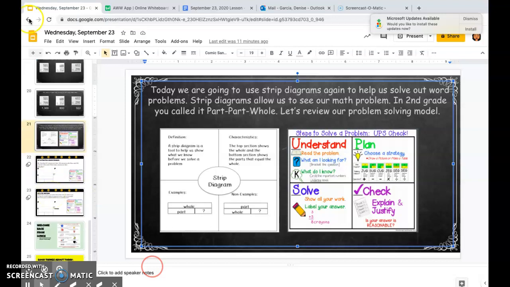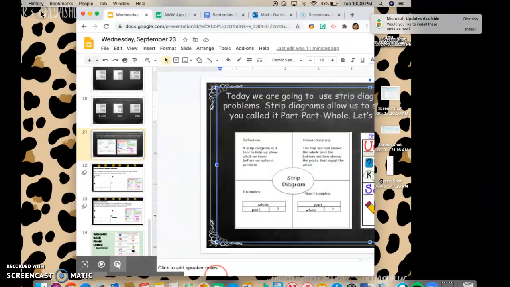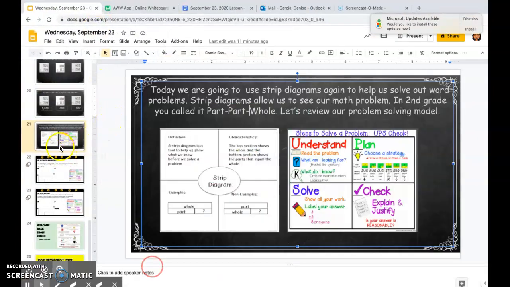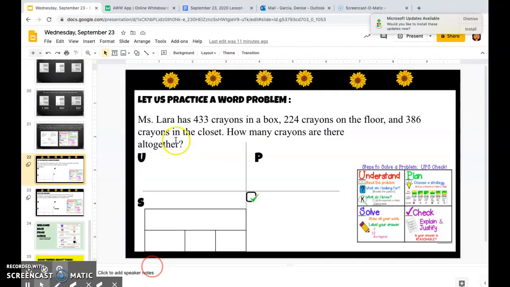Okay, so let's practice a problem together. Let me check how much time we have. All right, let's practice a problem together. So we're going to practice this word problem here.